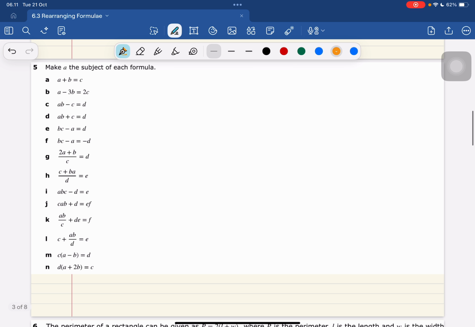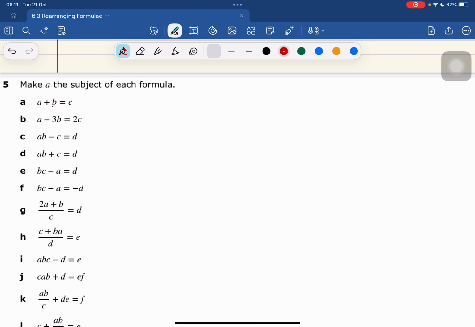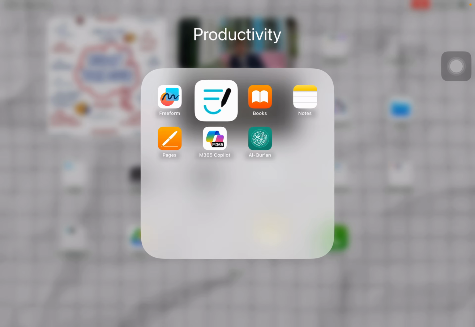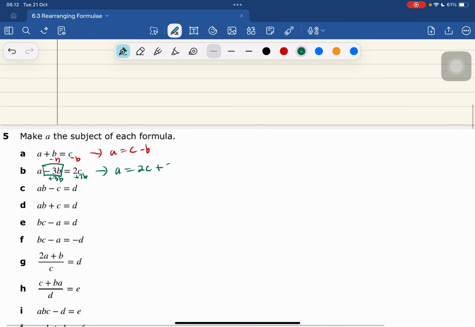Okay, next, make A the subject of each formula. We've got minus B, so we plus B on both sides. So A equals C minus B. Next, make it A. We've got minus 3B, so plus 3B here, also plus 3B. So A equals 2C plus, sorry, what is it? Yeah, plus 3B.